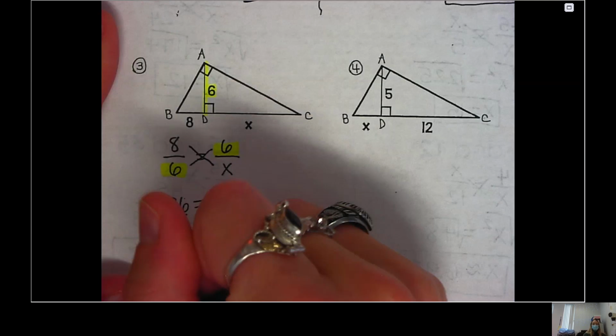Beautiful. Okay, you try number 4. Let's see if we get the same answer. Give number 4 a try. Highlight your altitude. Set it up the same way.